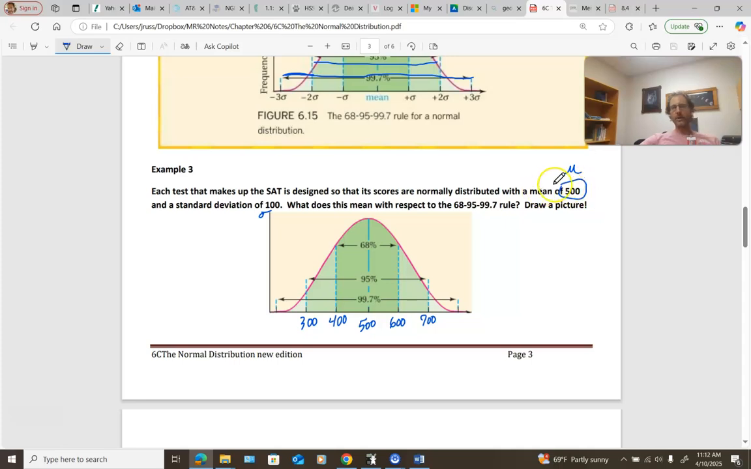Now, I don't actually know how accurate this information is. I don't know if 500 is actually the mean.